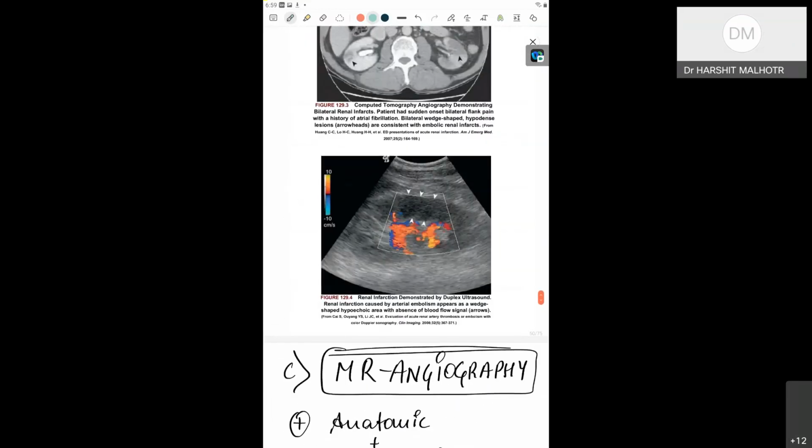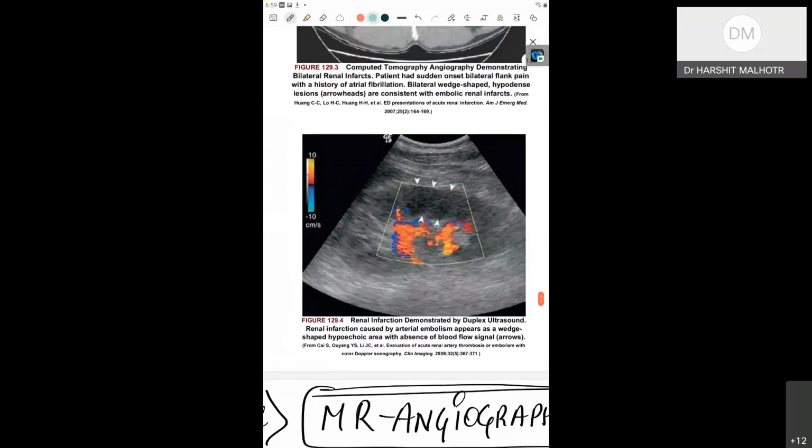So I'm just taking you back to the Doppler image. This is a renal infarction, and as we do a color Doppler scan, arterial embolism is being diagnosed because there's a wedge-shaped hypoechoic area and there is absence of blood flow, as indicated in between the 5 arrows which are shown there.